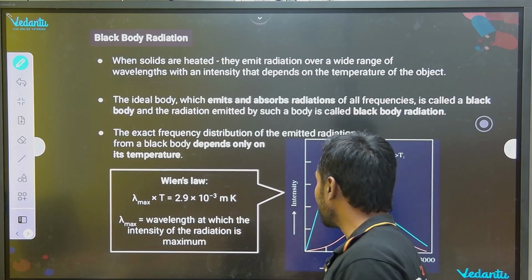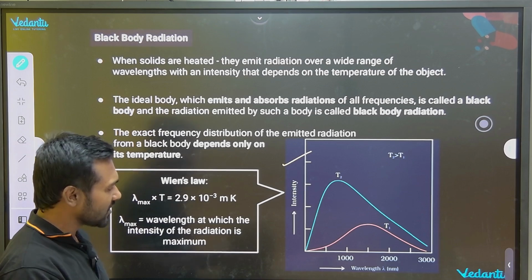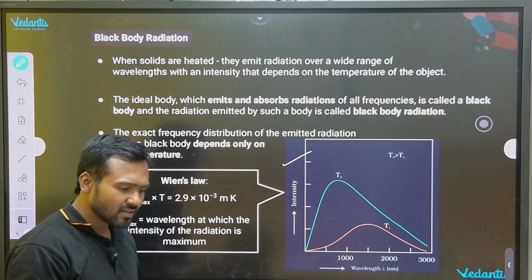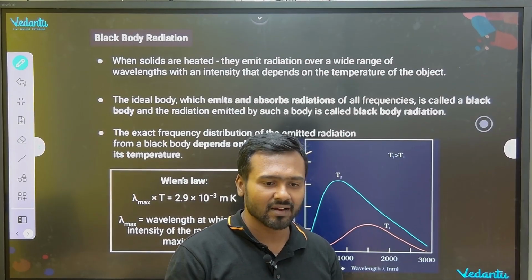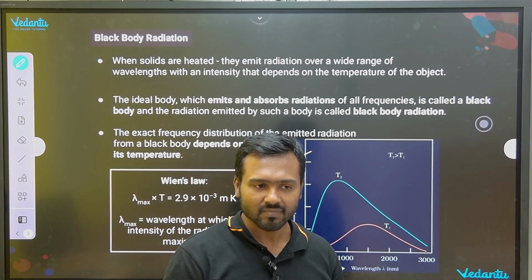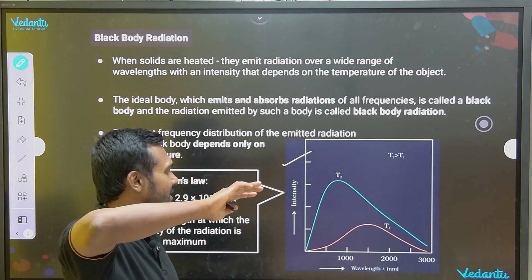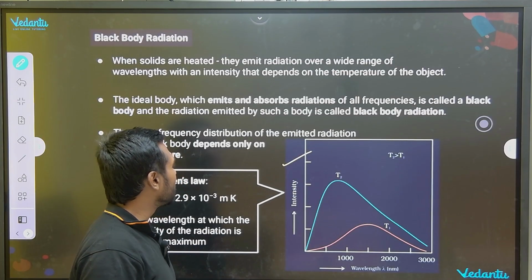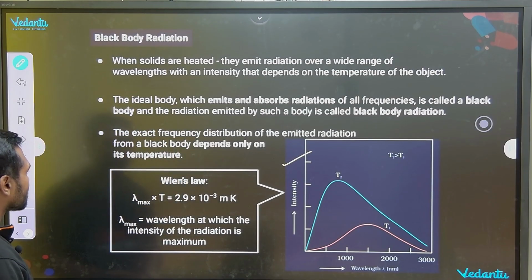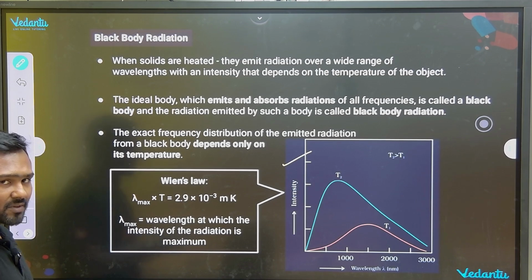In this one, the curve of intensity versus wavelength is important. Initially when you heat an iron rod, you will get a dull red, next red color, then white color, and then blue color. That means intensity is going to increase, and after that, at longer wavelength, the intensity is going to decrease. This curve is important here. The frequency of the radiation emitted by a black body depends only on the temperature.